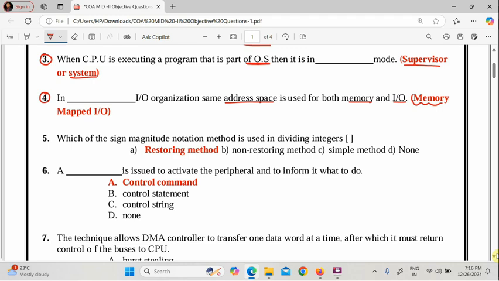Which sign magnitude notation is used in dividing integers? We use the restoring method. Sixth question: dash is used to activate the peripheral and to inform it what to do. It is by using the control command.